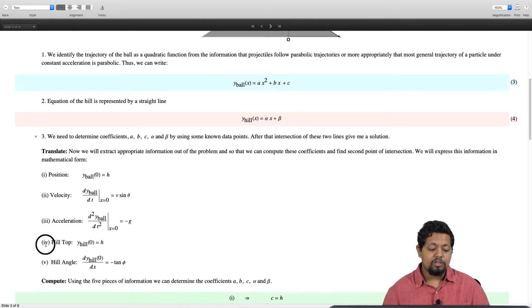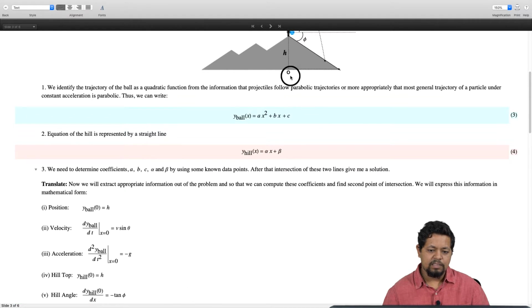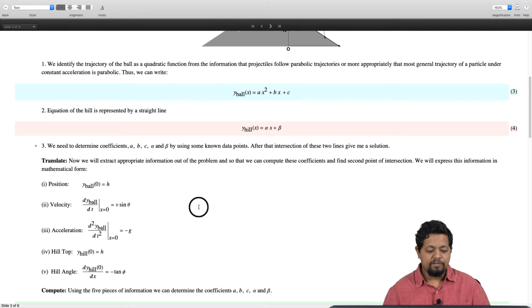And for the hill, I know the top of the hill is y hill at 0 equal to h, and the hill angle is dy hill by dx equal to minus tangent phi. So at x equal to 0 we have the top of the hill, so y hill is equal to h, and dy by dx, that is the slope of the hill, is equal to minus tangent of phi. Okay, so we'll take these 5 pieces of information and use them to determine a, b, c, alpha and beta. Let's go ahead and solve this with paper and pen. If you want to solve it yourself, take a pause and go ahead.